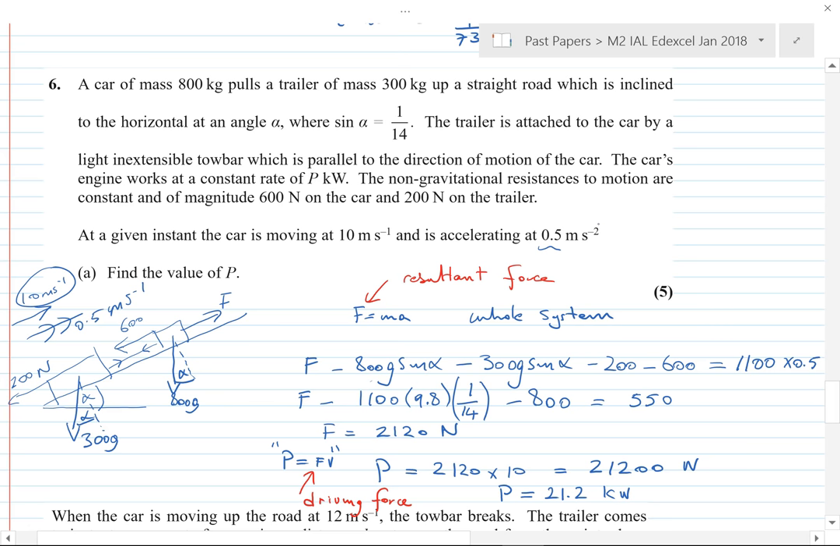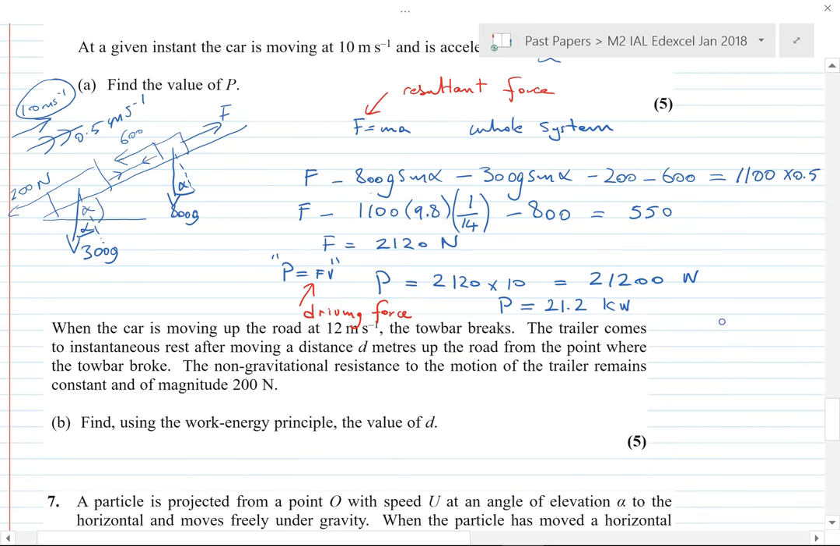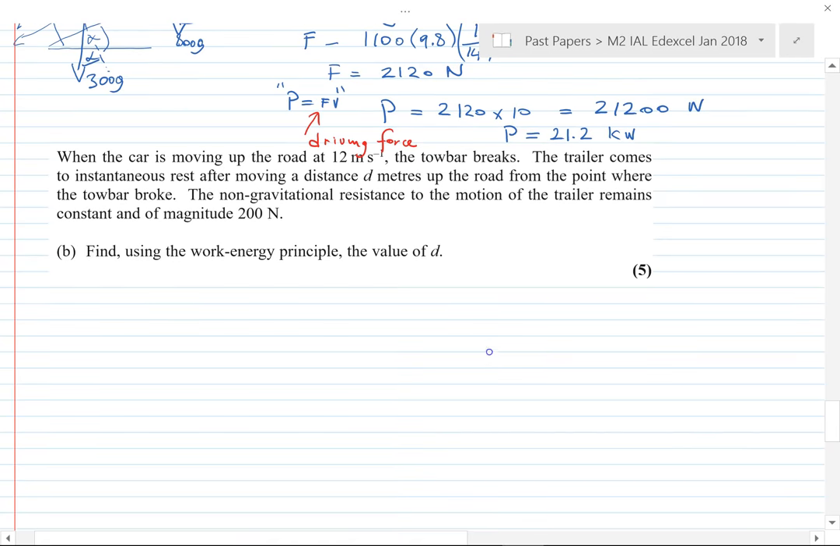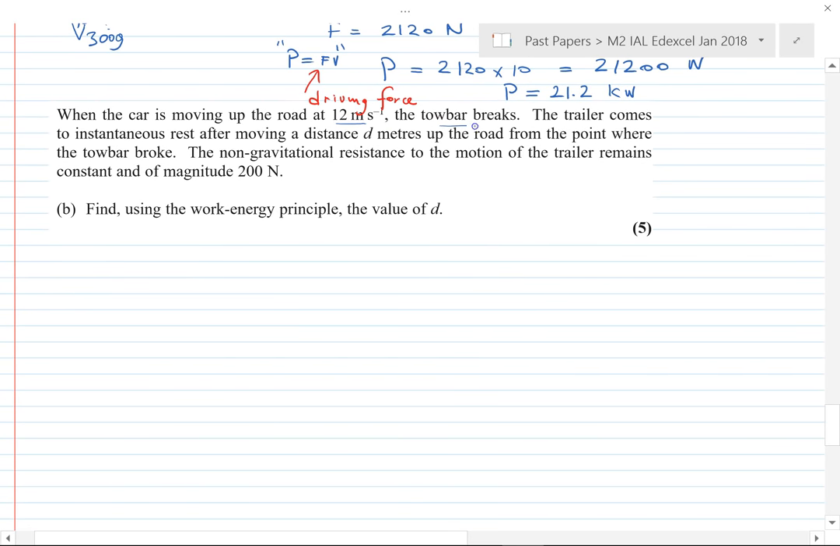Part B, this is a work energy principle question that we're going to be using. So if we scroll up to part B, it says when the car is moving up a road at 12 meters per second, the tow bar breaks, and now it starts talking about the trailer moving up. So forget about the car now, we're talking about the trailer. It's not being pulled up anymore. It goes a distance D up the slope before coming to rest. Obviously the velocity here is equal to zero, whereas the velocity here is equal to 12 meters per second, so it loses kinetic energy.